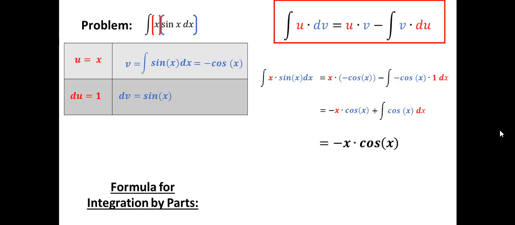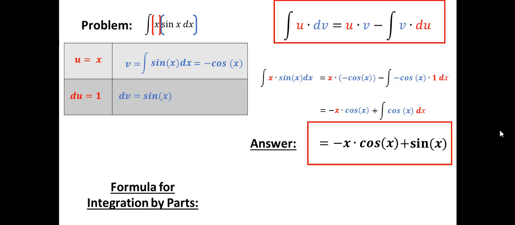So the left just is negative x times cosine of x, and that integral of cosine of x just becomes sine of x. And this is going to be our final answer. So this is how you use integration by parts to reduce a complicated integrand into one that you can actually integrate. And now a good thing to do once you get your answers is to go ahead and check it.